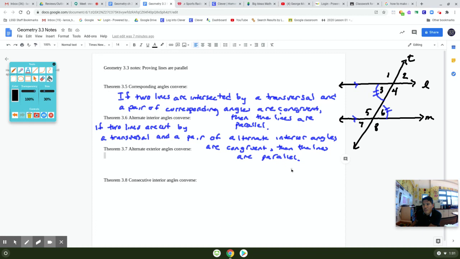Okay. And then really I could just change one word for theorem 3.7. So now again, I'm going to start over here. I don't know, 1, that the lines are parallel, or 2, that angle 3 and angle 6 are congruent. But for theorem 3.7, again, I could just change one word here. If two lines are cut by a transversal and a pair of alternate exterior angles are congruent, then the lines would be parallel.